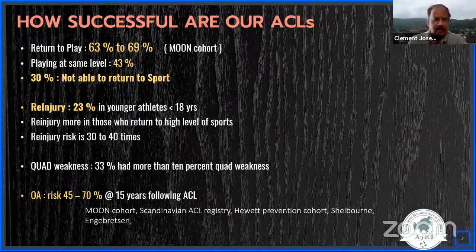If you look at this slide here, you may know that 30% of ACL reconstructed patients are not able to return to sport. Re-injury rate is quite common, up to 23%, especially in younger athletes. And re-injury rate is more in those who return to high level of sports. And the re-injury risk is 30 to 40 times. A lot of people have some sort of quadriceps weakness, and in the long term, OA risk is also becoming more. So the last decade, we were focusing on anatomical ACL, single bundle and double bundle, etc.